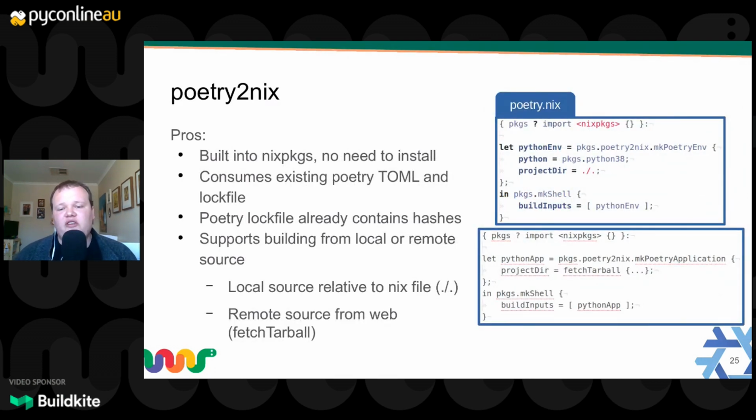Poetry2nix. I absolutely love poetry2nix. Poetry2nix uses Poetry, which is a fantastic Python package manager, and it just pulls in the lock file. So if you've already got a Poetry package, it'll pull in the project file and the lock file. The lock file contains all the hashes that you need anyway, and so it will produce a fully reproducible build just from that, straight into your Nix store. And that reproducible build can be shared out using any of the existing Nix tools.